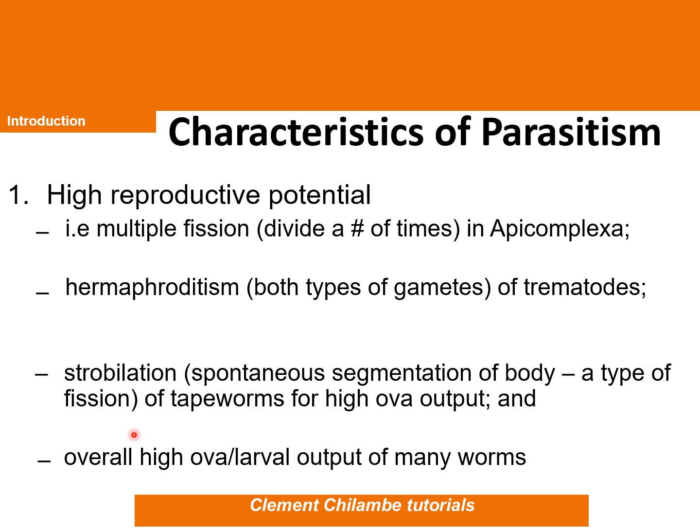Strobulation, when we say strobulation, we are referring to the simultaneous segmentation of the body, which is a type of fission also. So strobulation of tapeworms for high ova output. And lastly but not the least, the overall high ova or larval output of many worms are what makes us say that one of the major characteristics of parasitism is the high reproductive potential.